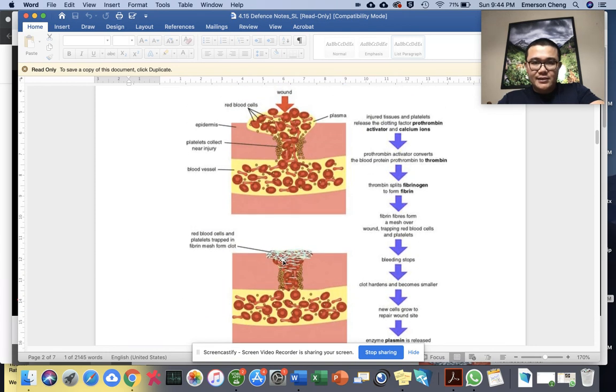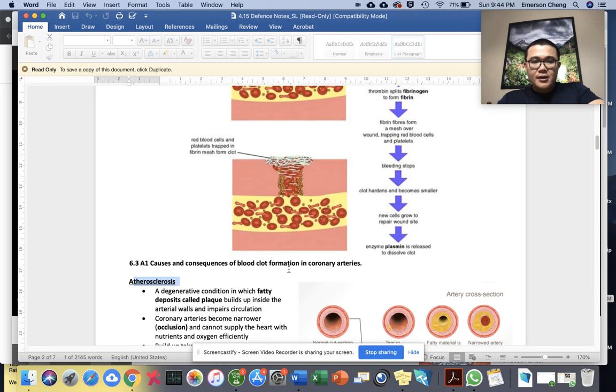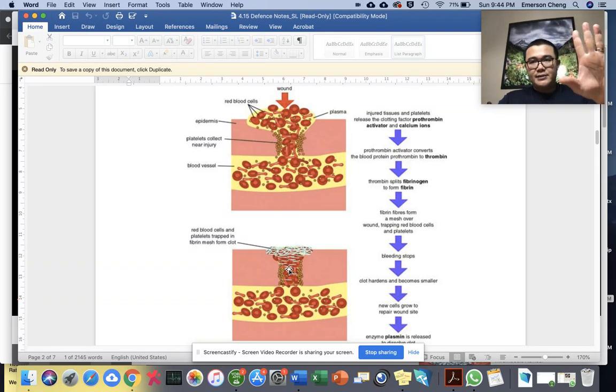And as you can see over here, that's the mesh with all the stuff, red blood cells and platelets forming. Now, pause again, any question about this? That is a level of detail you need to know for SL.